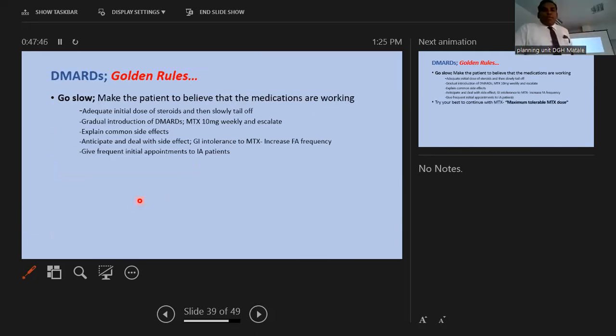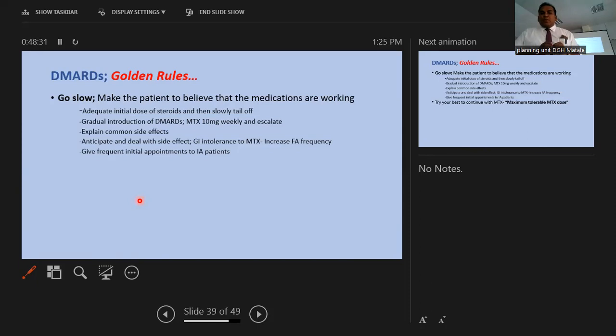And the golden rules in starting DMARDs is go slow. Make the patient believe that the medications are working. Give an adequate initial dose of steroid, then slowly taper it off. If the patient is having many constitutional symptoms at the beginning, I generally would not prescribe methotrexate right at the first consultation. I would ask him to come back in 2 weeks' time with a good dose of steroid. Then he feels that the joint pains have gone off.